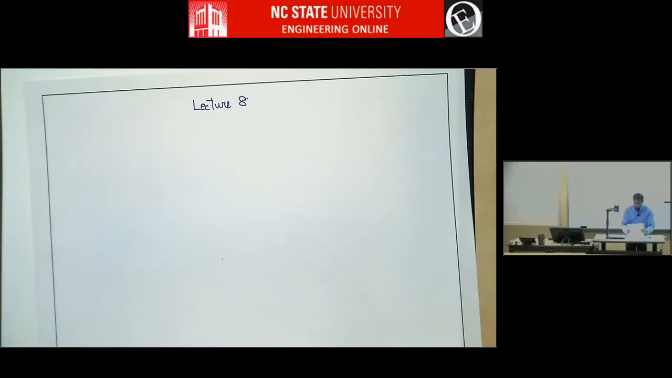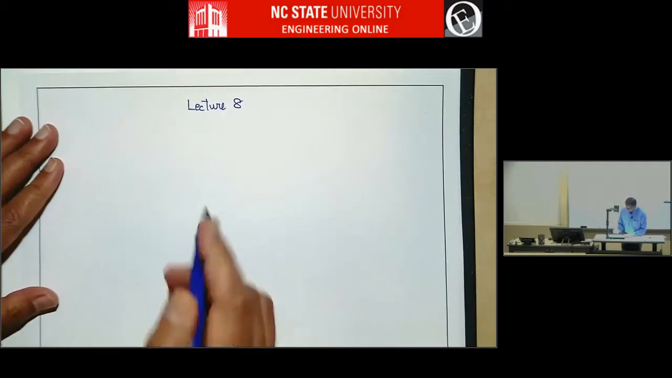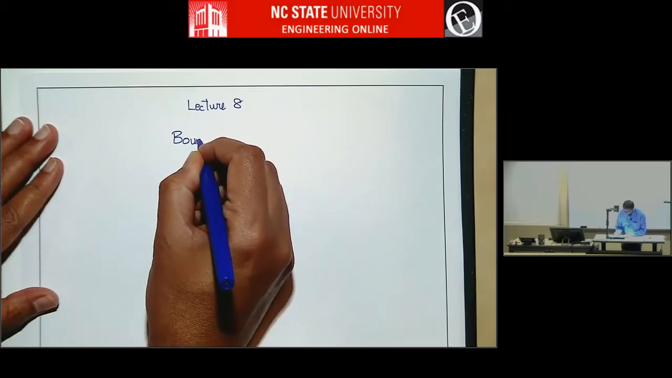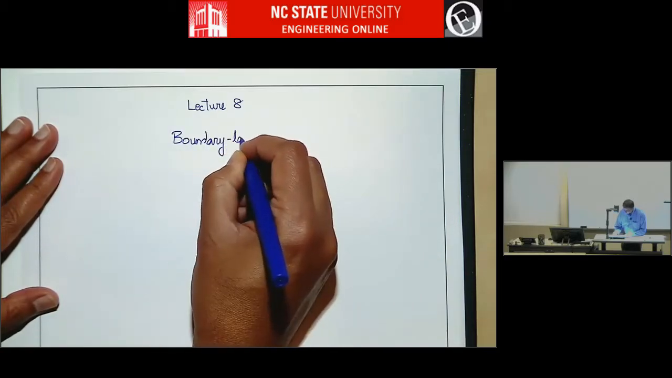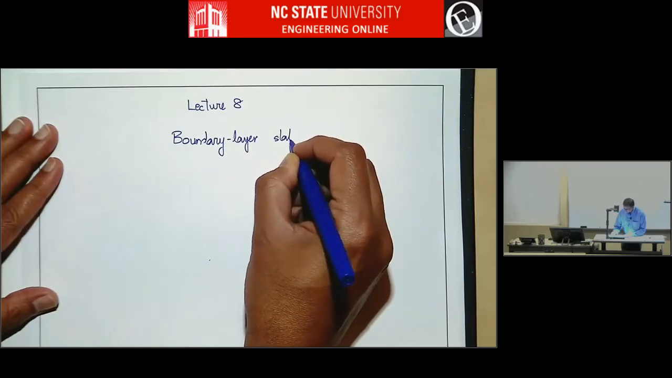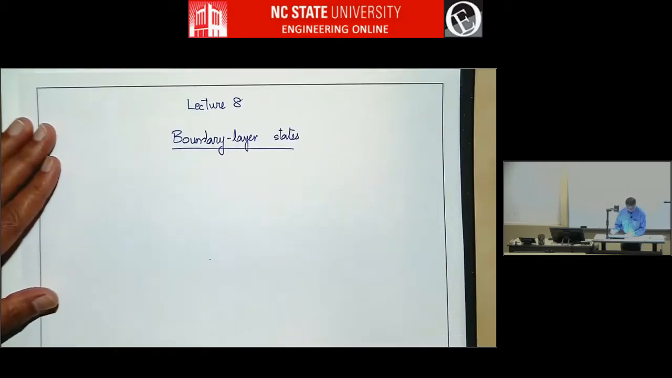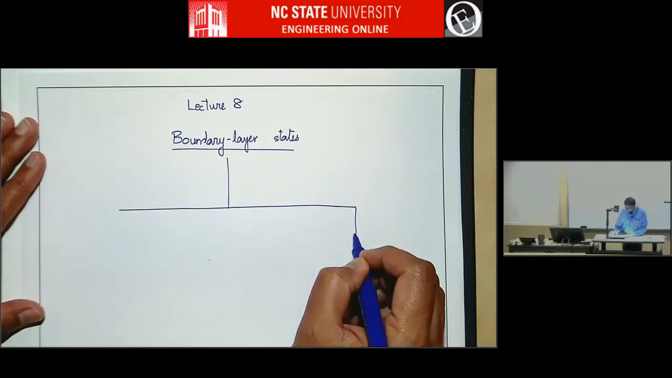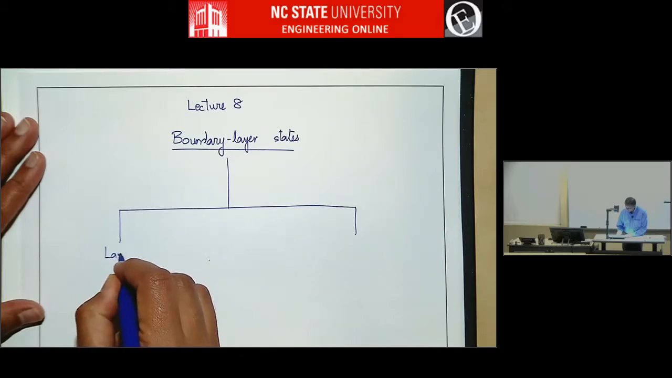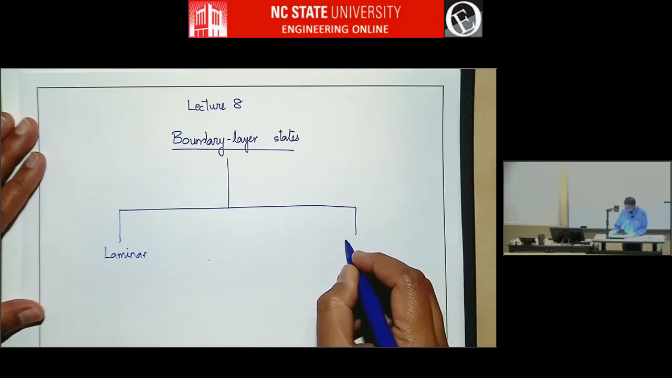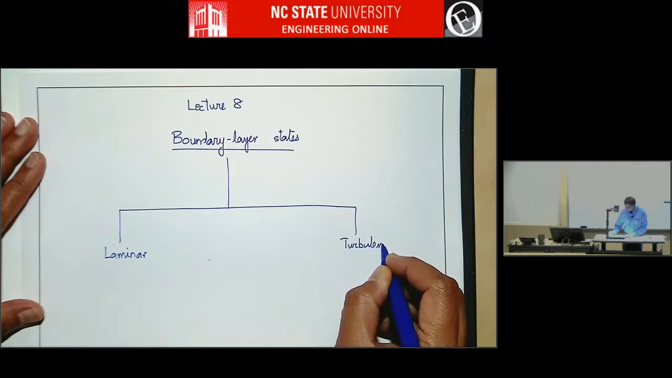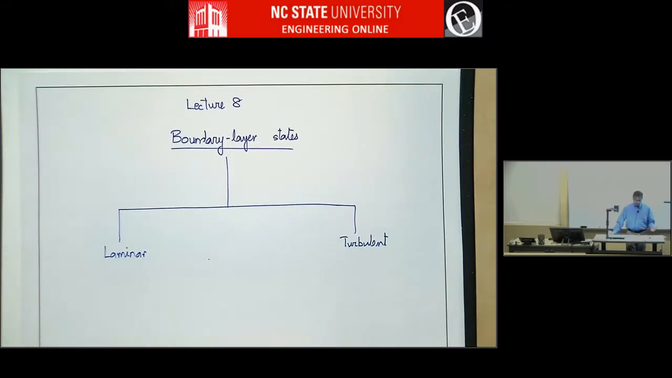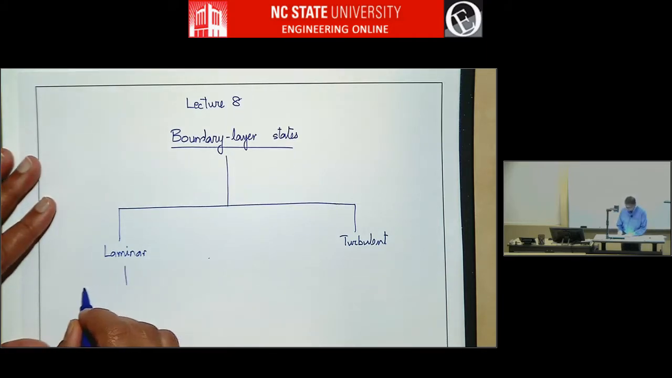So broadly we can classify boundary layers into a few different states. Very broadly they can be either laminar or turbulent, and each of these can be attached or separated.